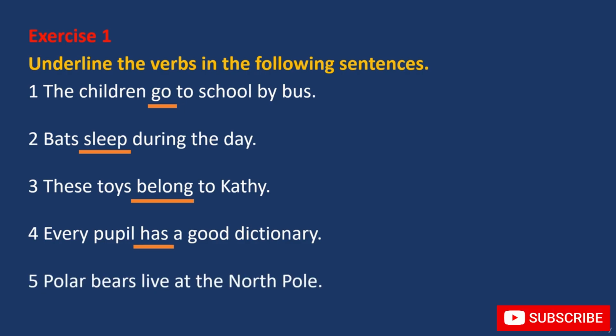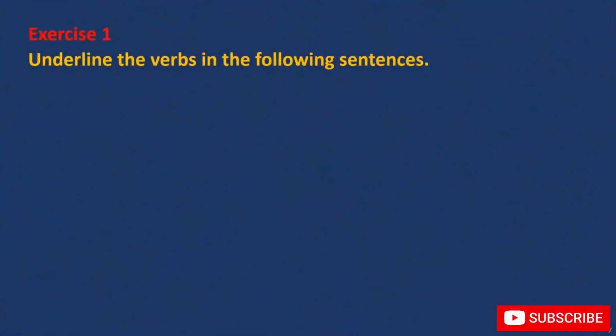Polar bears live at the North Pole. What is the verb? Excellent. Live. Wonderful. Most children learn very fast. Not only children, all learners must learn very fast. All of you are perfect. You learn wonderfully well. So here, most children learn very fast. The verb is learn. Excellent.